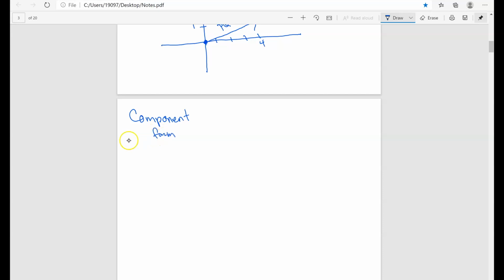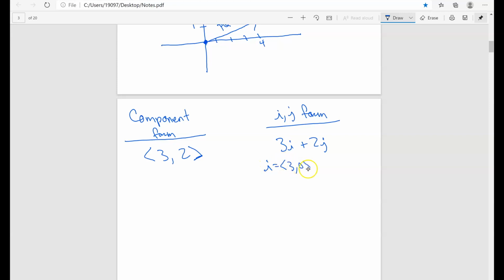So we have component form. Component form looks like this: 3, comma 2. It's probably the easiest one to work with, but you have another one, which is called IJ form. In IJ form, the way we can write this vector is just 3i plus 2j. And here, i is equal to 3, comma 0, and j is equal to 0, comma 1.